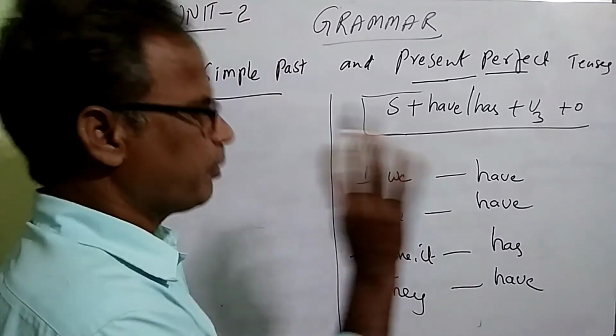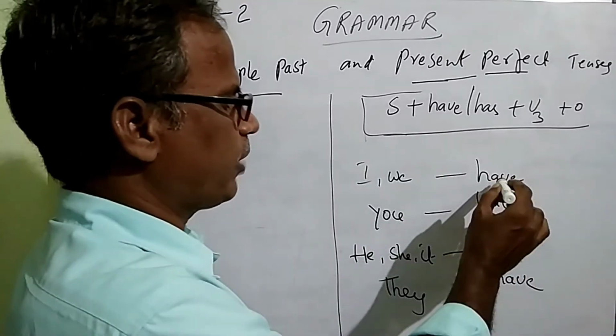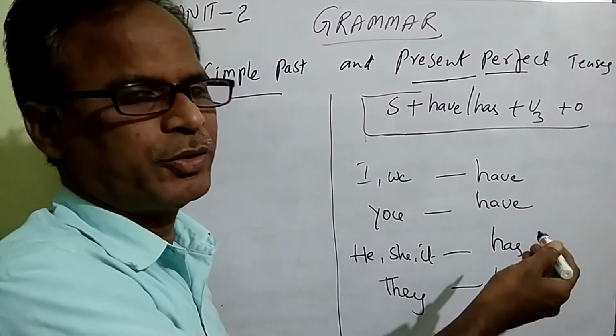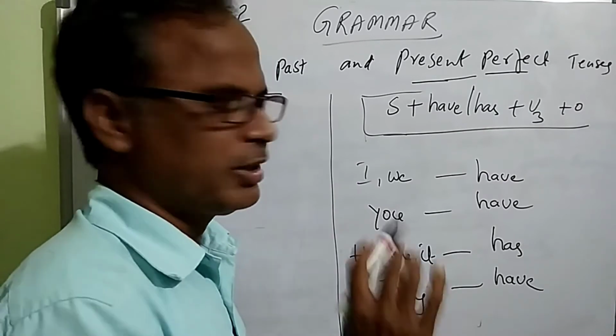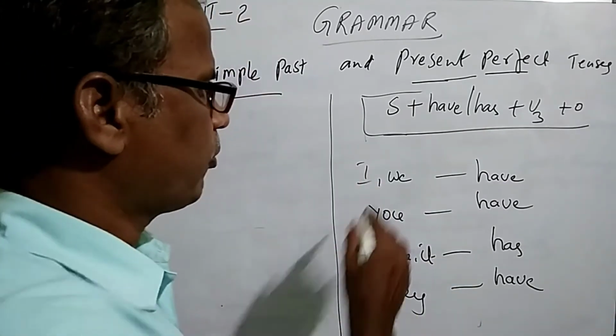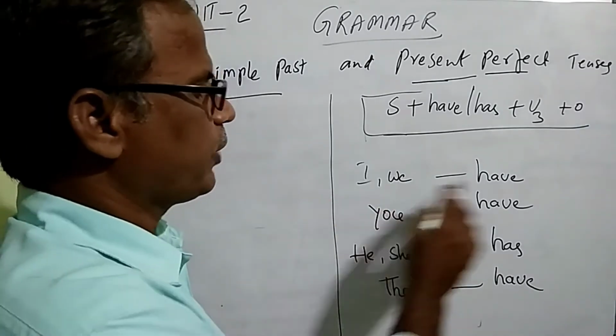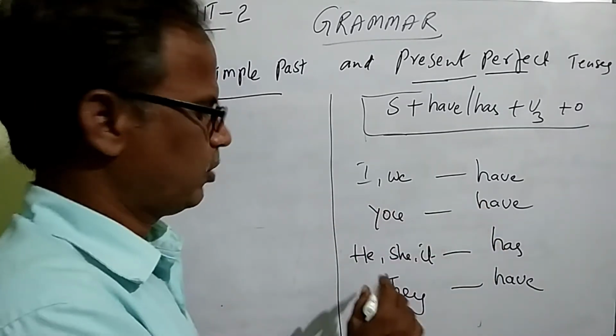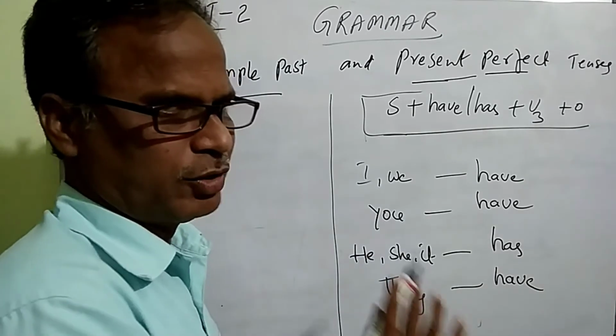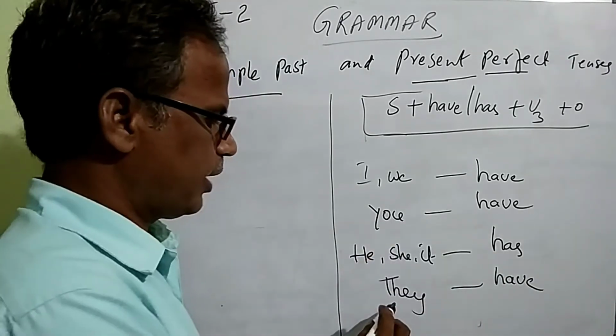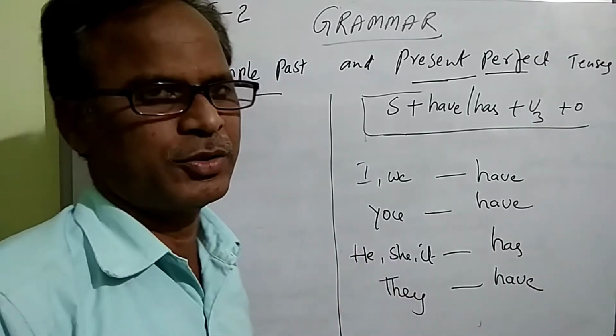So here basically you have to know how to use the helping verb, for which persons we use it in this present perfect tense. Is it clear? In present perfect tense, we use the helping verb according to the subject. Is it right? So with I, we, and you, have is used, but for he, she, the singulars of the third person, has is used, and next for they, have is used.